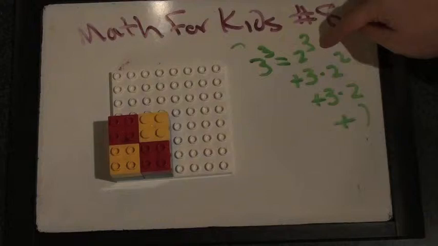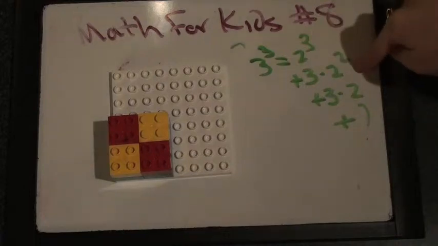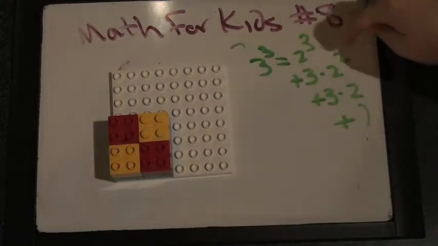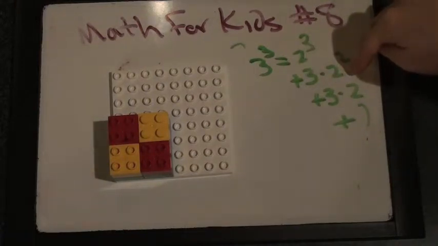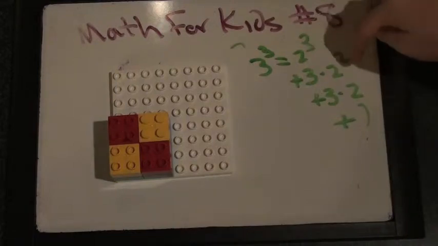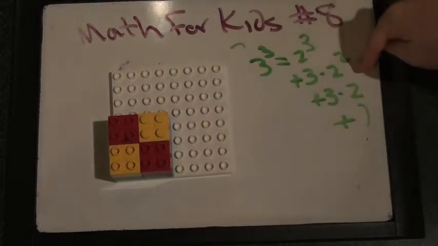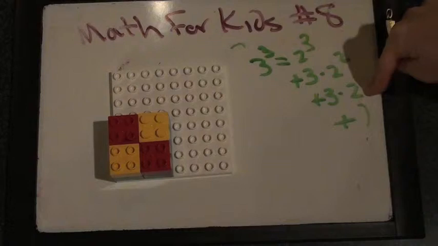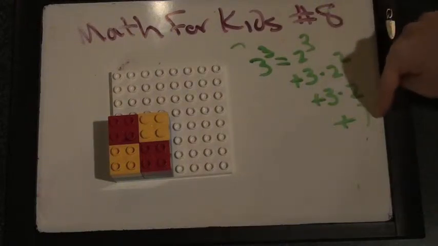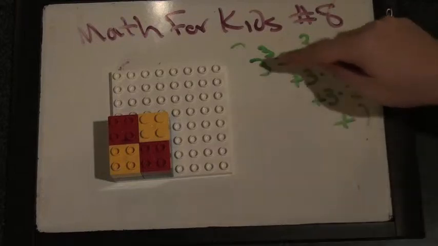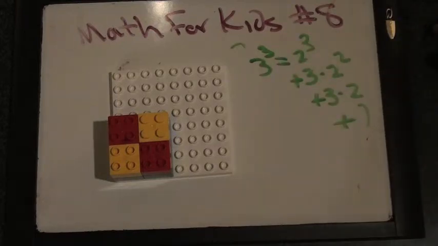What's 2 cubed? It's 2 times 2 times 2. 8. What's 2 squared? 4. What's 3 times 4? 12. Okay, what's 8 plus 12? 20. Plus 3 times 2? 6. 26. So 26 plus 1? 27. Is that 3 cubed? Yeah. Okay, so hopefully this works.